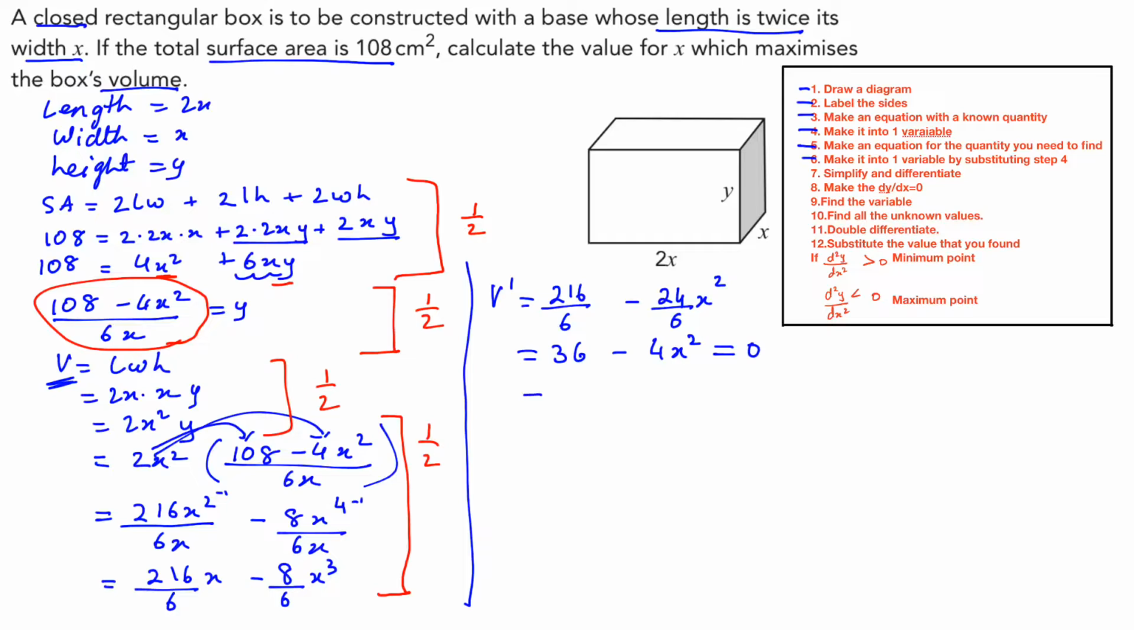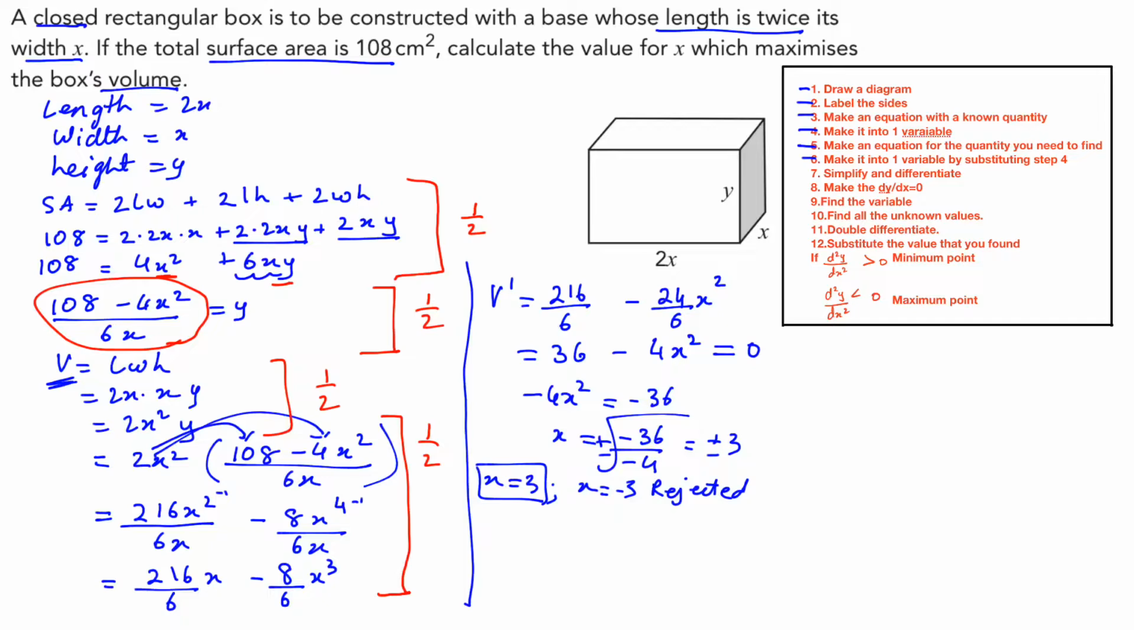So now we have negative 4x square is equal to negative 36. X is equal to negative 36 divided by negative 4. You will get plus and minus 3. So we are going to use x is equal to 3. X is equal to negative 3 is rejected because dimensions cannot be negative.